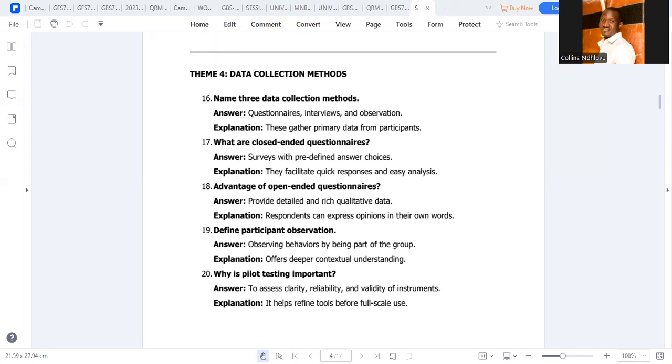There's also theoretical triangulation. What is theoretical triangulation? You use different theories or frameworks to interpret the same data. Why is triangulation important? To enhance validity, to reduce bias, to have a comprehensive understanding and a deeper understanding of things to improve your validity. Are we together?